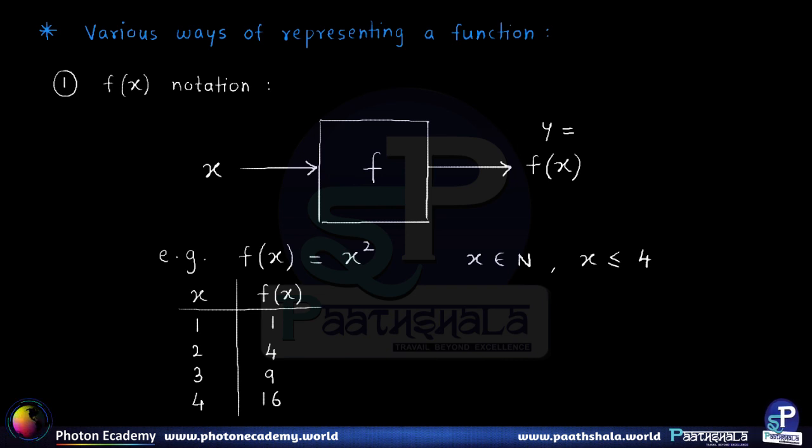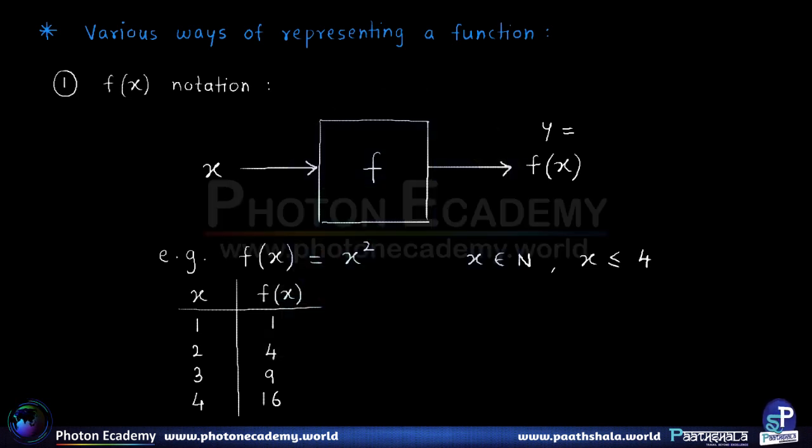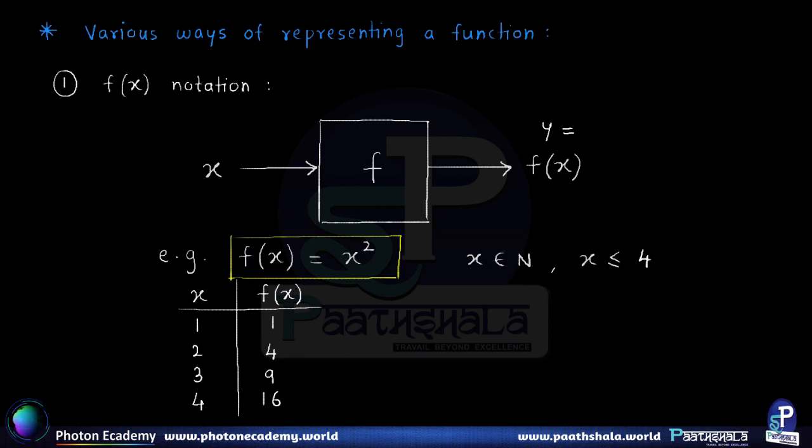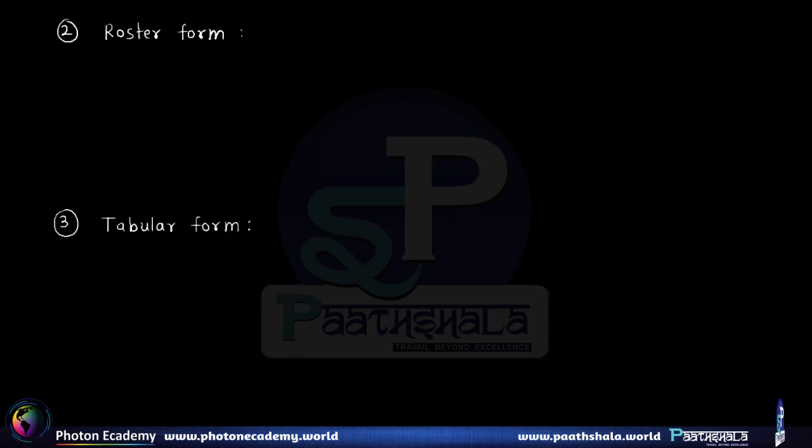So this is how we understand the notation of a function, and this notation is very useful and very compact, which we will be using most of the time. This is also called the definition of the function because this is the expression which gives us the value of f of x. Now moving ahead, the other way is to write the roster form of the function.